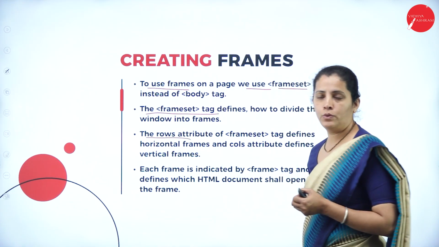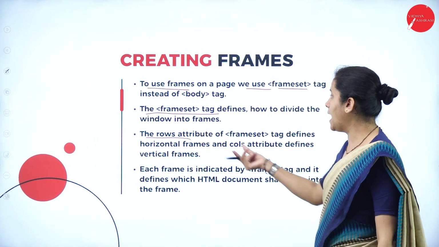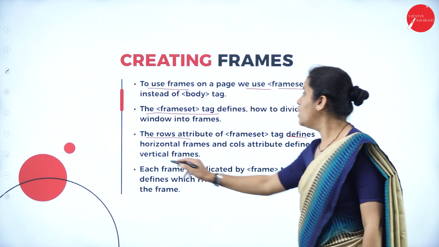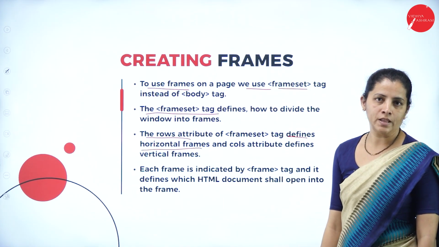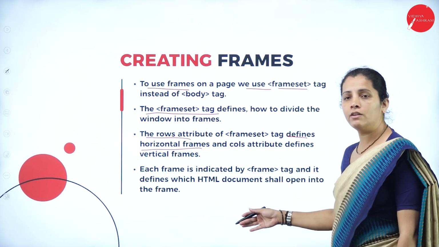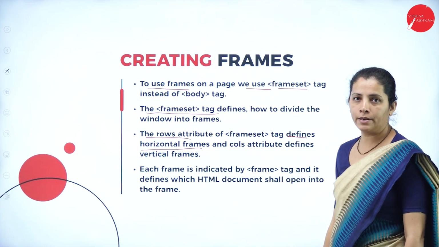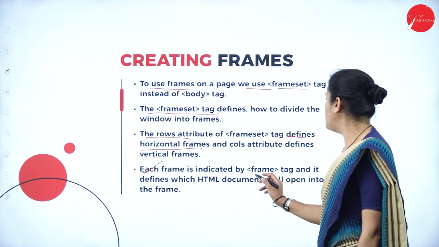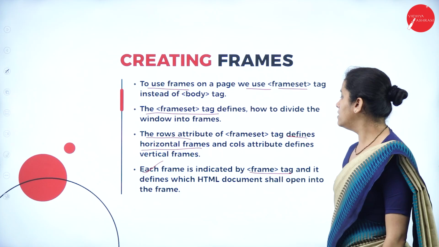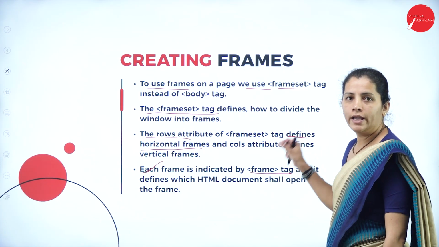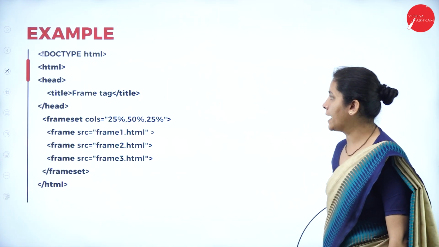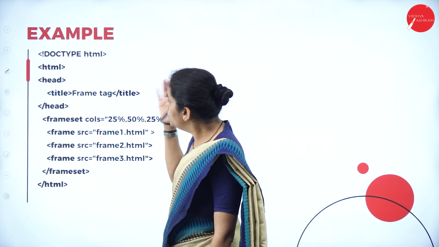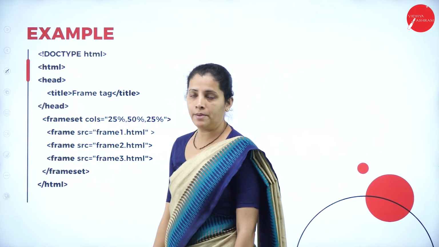The row attribute in my frameset is used to define horizontal frames. If I want to define vertical frames, then I'll go with the attribute called column. Each frame is indicated by the frame tag, and it also includes the frameset tag. This is a simple program used to create frames.